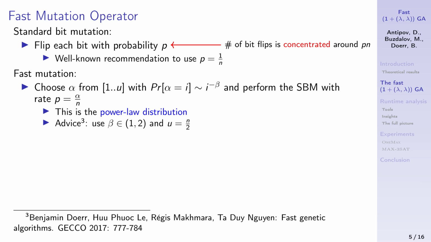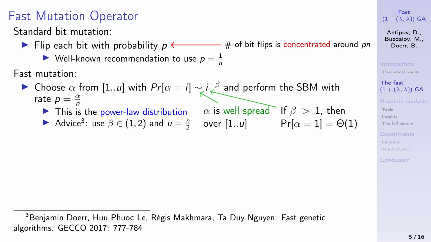In the book where this fast mutation was first introduced for discrete optimization, it was recommended to use beta in the interval from 1 to 2 and a quite high upper bound u. The main feature of this operator is that the parameter alpha is well spread over the integer interval from 1 to u, and also if we use beta greater than 1, we still have a decent probability to choose a constant alpha, including alpha equals 1.